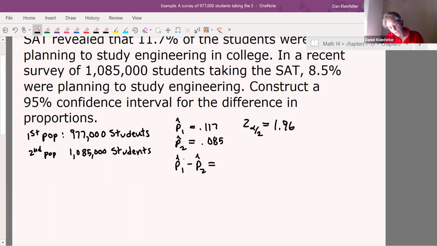Okay, and that won't take long at all. But what will take a little bit longer is finding that margin of error E. So again, pause the video and see what you can get done from there.